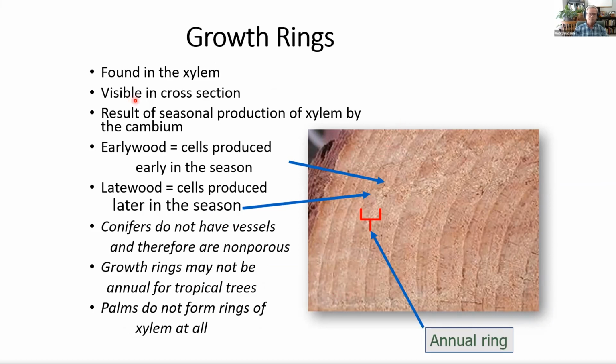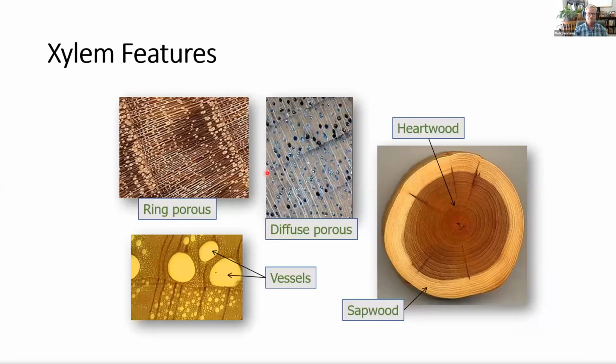They are visible in a cross section. Again, so if the tree's growing up like this, the cross section is going to be this way, not this way, but this way. And it's the result of the seasonal production of xylem by the cambium. We have what's called early wood, and again, those are the cells that produce early in the season. So this would be an example of early wood, these large vessels, and then late wood, the vessels are going to get a little smaller and more compact.